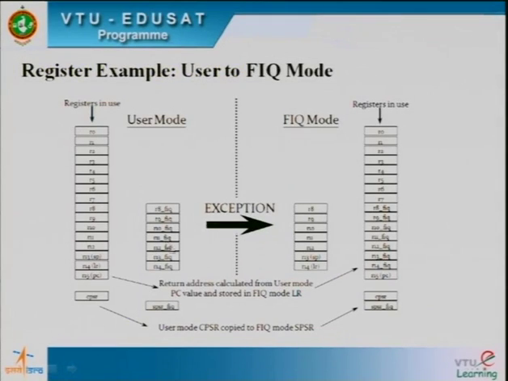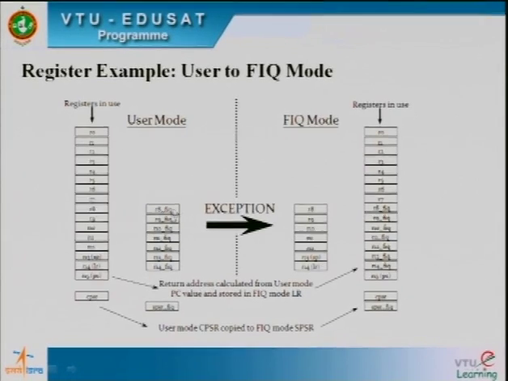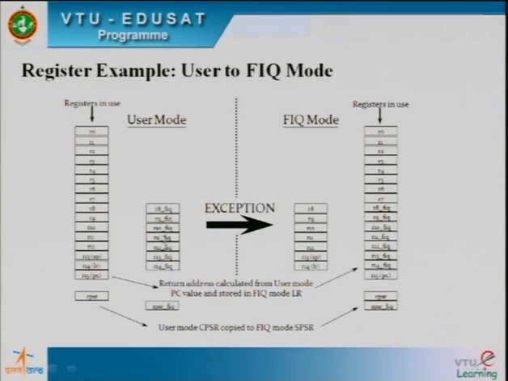Another demo, just to make it very clear, we have shown the user mode to the fast interrupt mode execution. User mode had R0 to R15 plus CPSR, and along with that we had the FIQ mode registers available here, set aside. When it switches from the user mode to the fast interrupt mode, an exception is raised, and this exception will make the ARM switch from the user mode to the FIQ mode. So during the transition, some of the registers get replaced. So this set of registers will get into this subset.